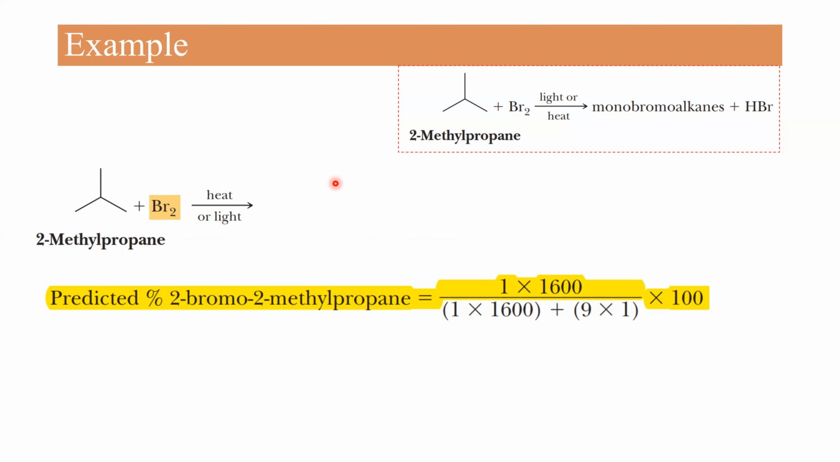So this is the 2-methyl propane, and we are treating it with bromine. So what is happening here? The first possibility for the product is that we get 2-bromo-2-methyl propane, right? This is with the tertiary proton, where the bromine will attach, and the rest of these 3 sites are the equivalent ones.